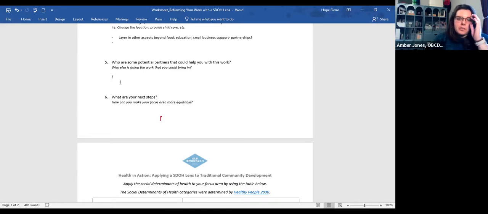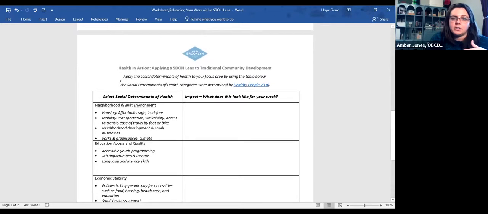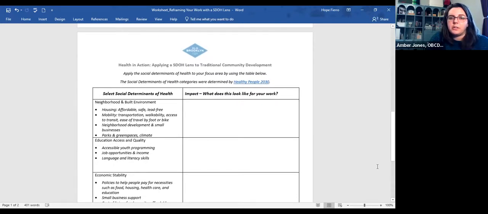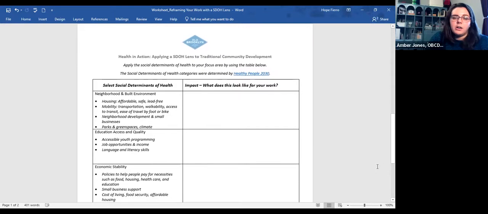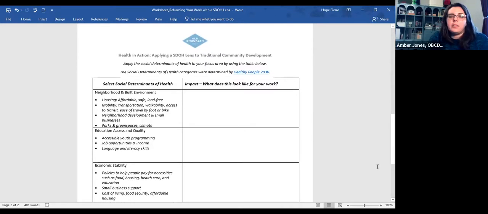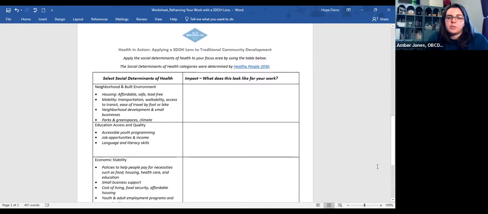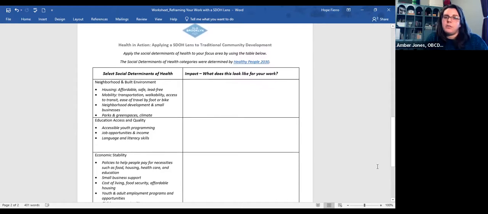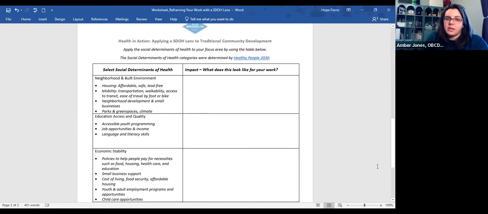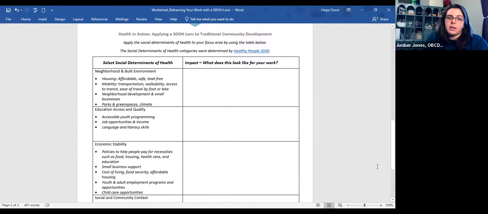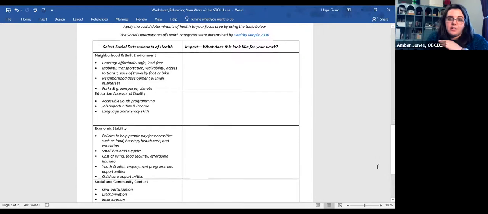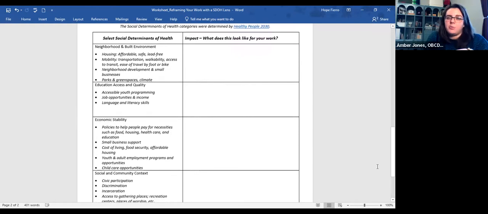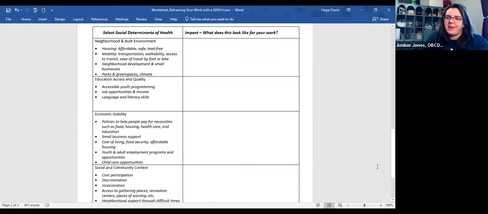And so I'm going to have us scroll down just a little bit. You guys will all be getting this worksheet after the webinar today. That way you're able to use it for your own work. On the back of that first page is a table that shows you the social determinants of health and what might that impact look like for your work. And I will say in almost every scenario, no matter what focus area it is, you should have something in each of the impact boxes.